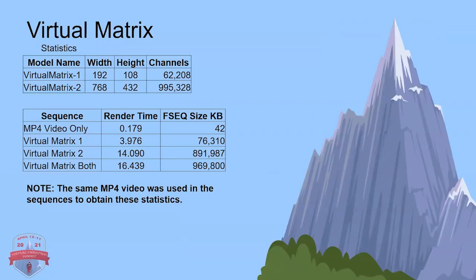So here's some of the statistics. If it's a 192 by 108, it has 62,208 channels. A 768 by 432 has close to 1 million channels. And these are actual statistics I gathered on my system. No, it's not the highest, newest, fastest Windows processor, Intel, or a Mac with an M3 or something. But it gives you an idea that as you increase the resolution, you're going to increase your file size as well as your render times. And the same MP4 video was used to create all those statistics.